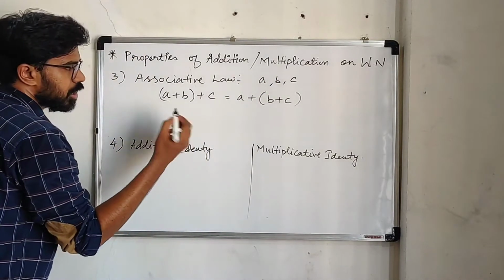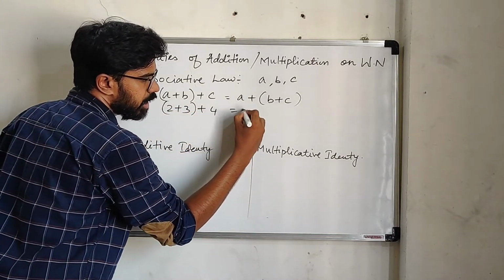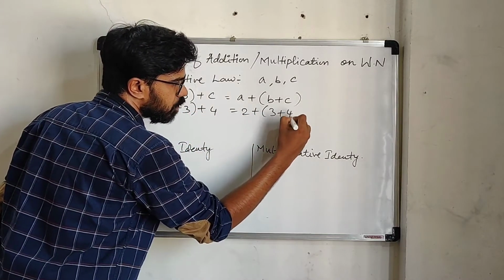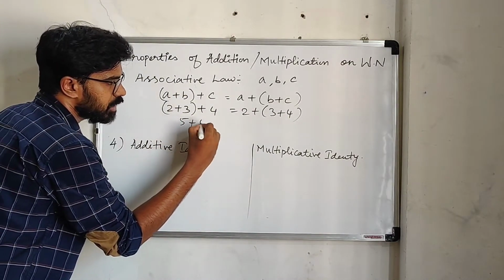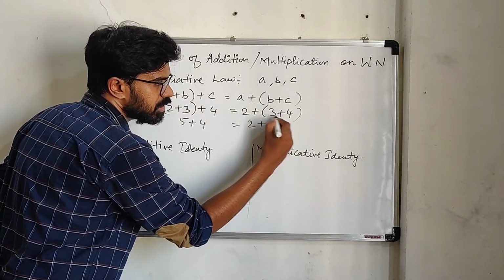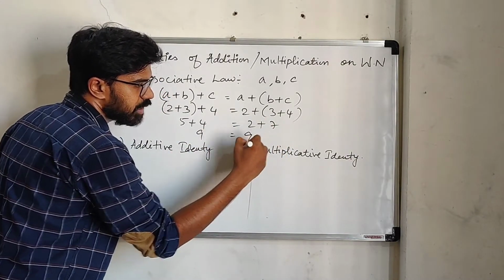For example, 2, 3 and 4. So 2 plus 3 plus 4, and here I will take 2 plus 3 plus 4, and what it will give? 2 plus 3 is 5, and over here 5 plus 4, and here 2 plus 3 plus 4 is 7. Here also 5 plus 4 is 9, and here also 2 plus 7 is 9.